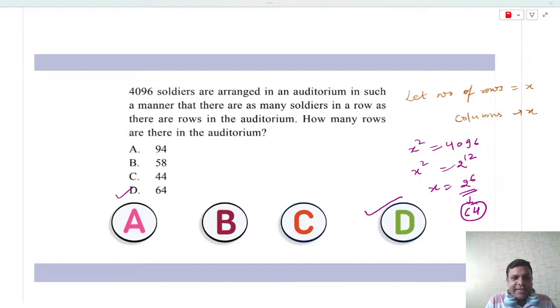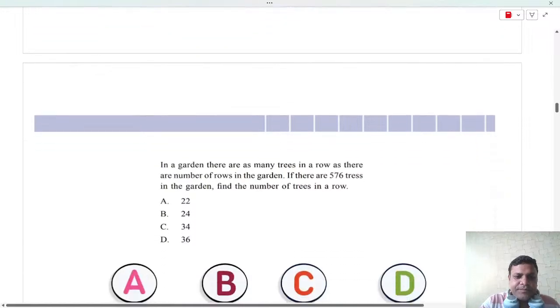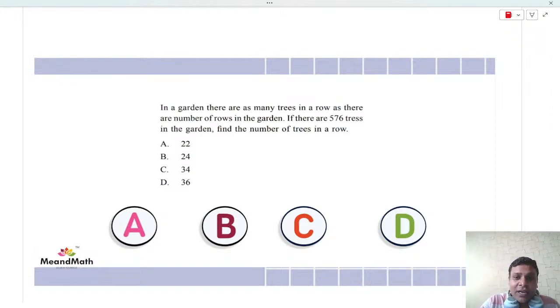Okay, next question is here. In a garden, there are as many trees in a row as there are rows in the garden. If there are 576 trees in the garden, find the number of trees in a row. The same type of question which we have done earlier. I am sure you will give the answer. I'll give you 1 minute. No need to write anything. Without using pen and paper, you can give the answer.